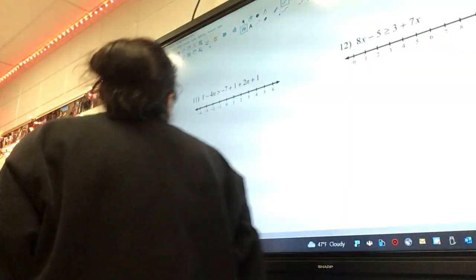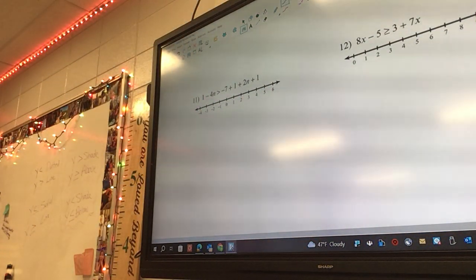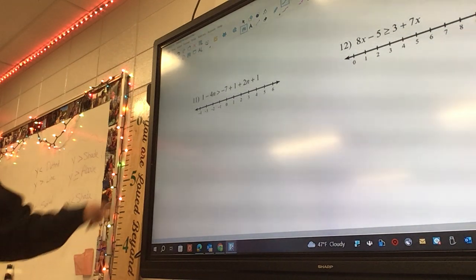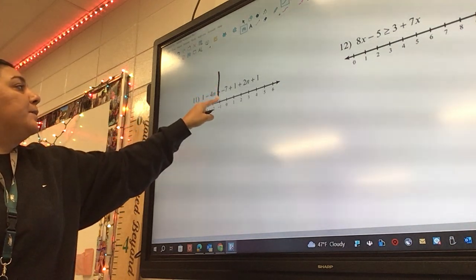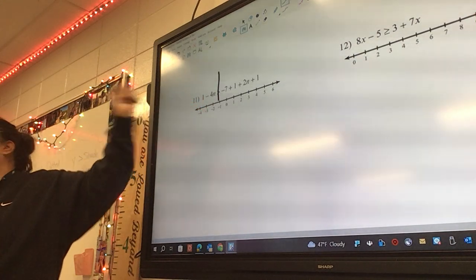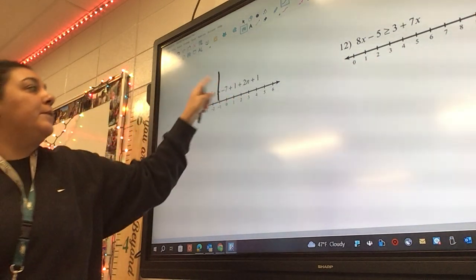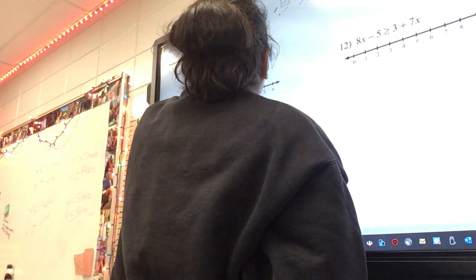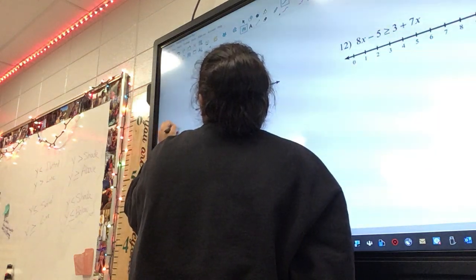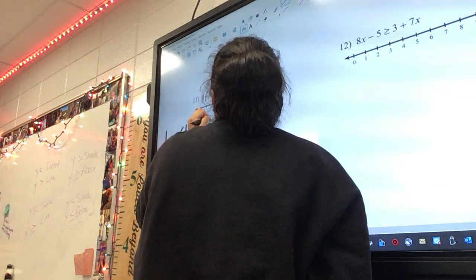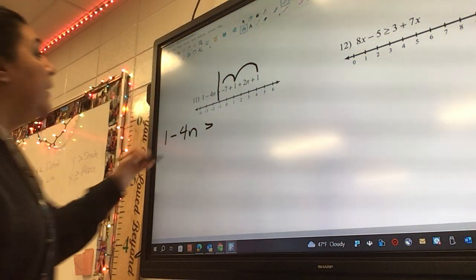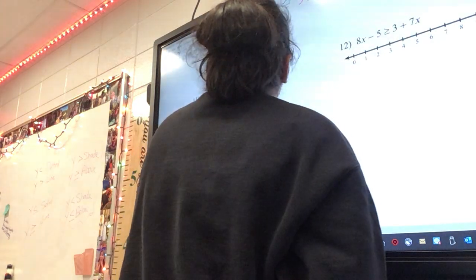Okay, 11. What needs done first? We can combine. Can anyone get combined on this side? No, there's one kid and one group of adults. What about on this side? Who can get put together? Yeah, all these 3 kids can go together. So I'm going to get negative 1 minus 4n, negative 7 plus 1 plus 1, negative 5, plus 2n.